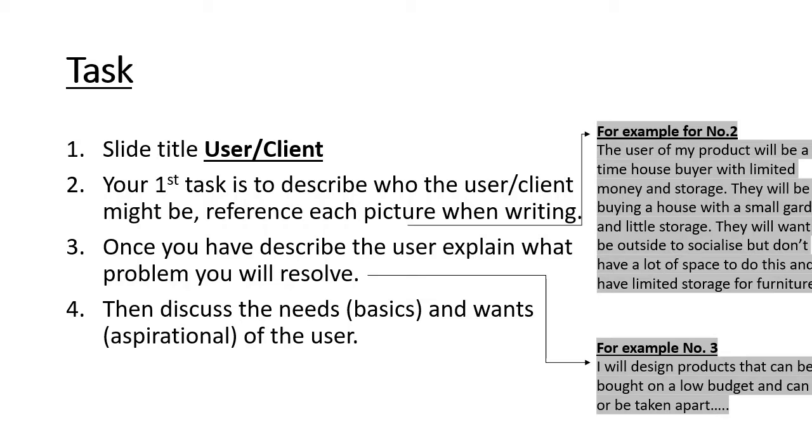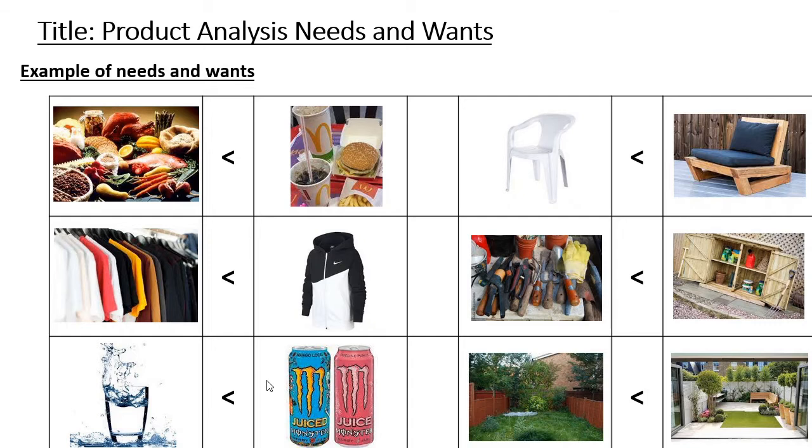So on the right hand side, I've given you a format which you could use. The user of my product will be a first time buyer with limited money and storage. They'll be buying a house with a small garden and little storage. They'll want to be outside to socialise, but don't have a lot of space to do this, and will have limited storage for furniture, and then you need to explain how you might resolve this problem. So I will design products that can be bought on a low budget and can fold or be taken apart, and then you can finish off that yourself. So that's the type of thing you're looking for.